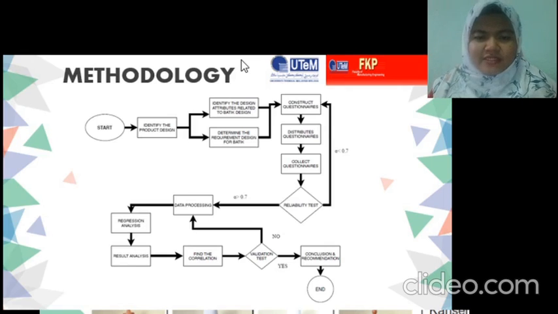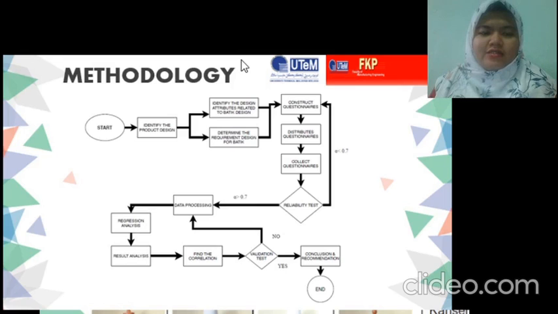After we construct the questionnaire, we can distribute it. As we distribute the questionnaire, the customer affective responses will be gathered and kept for investigation, and then followed by analysis using SPSS software.